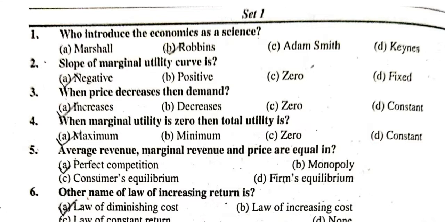2. Slope of marginal utility curve is: A. Negative, B. Positive, C. Zero, D. Fixed. The correct answer is negative. The slope of marginal utility curve is negative.